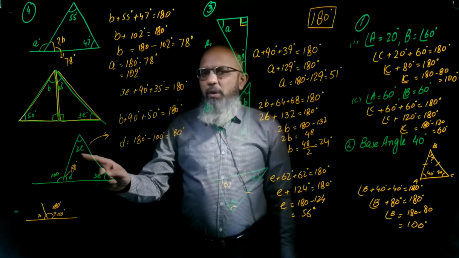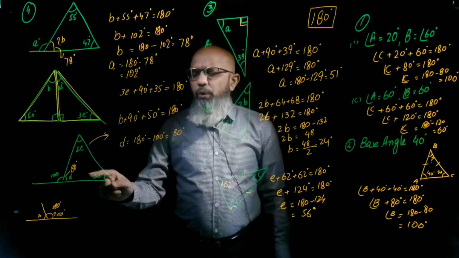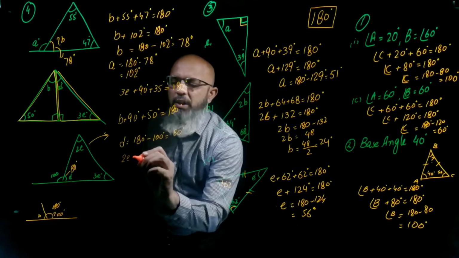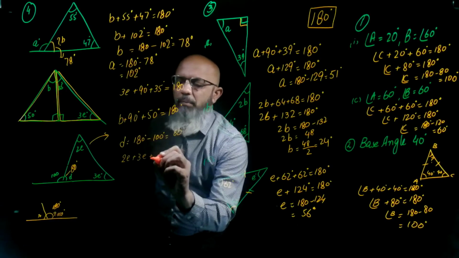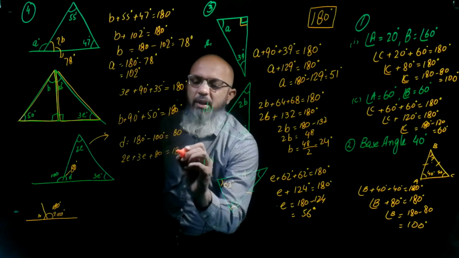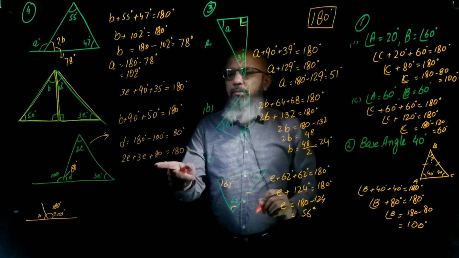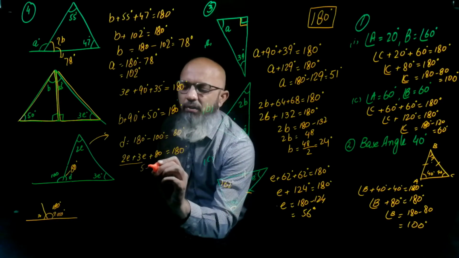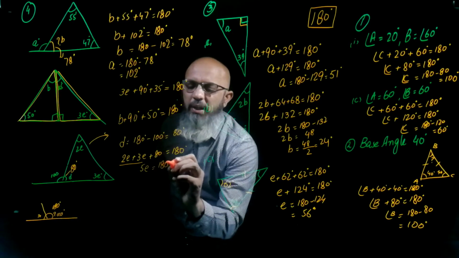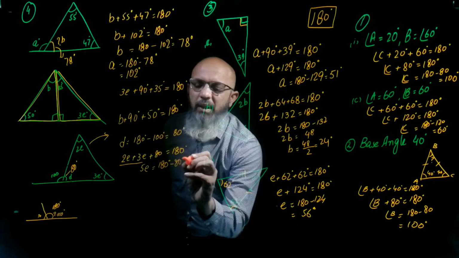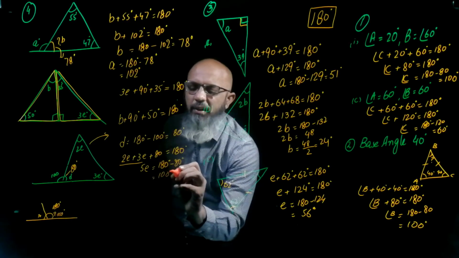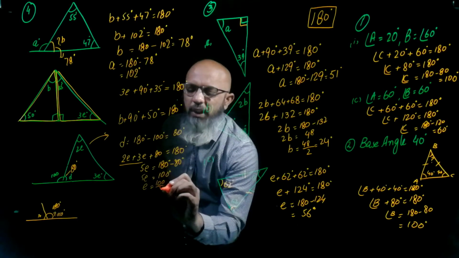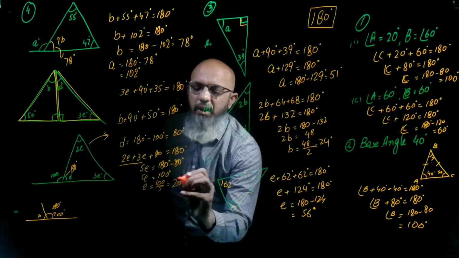So now we have two unknown values, that is the same, 2e and 3e. So what will be your equation? Your equation is 2e plus 3e plus 80 is equal to 180 degree. So when we move in this way, it will subtract and we will add 2e plus 3e. We will get 5e is equal to 180 degree minus 80 degree. We will get 100 degree, 5e. So what will be your e? Divide by 5 on both sides, e is equal to 20 degree.